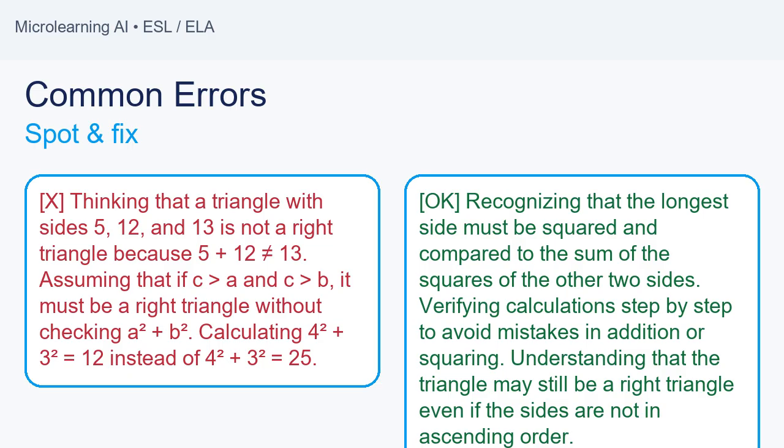Correct versions are recognizing that the longest side must be squared and compared to the sum of the squares of the other two sides. Verifying calculations step by step to avoid mistakes in addition or squaring. Understanding that the triangle may still be a right triangle even if the sides are not in ascending order.